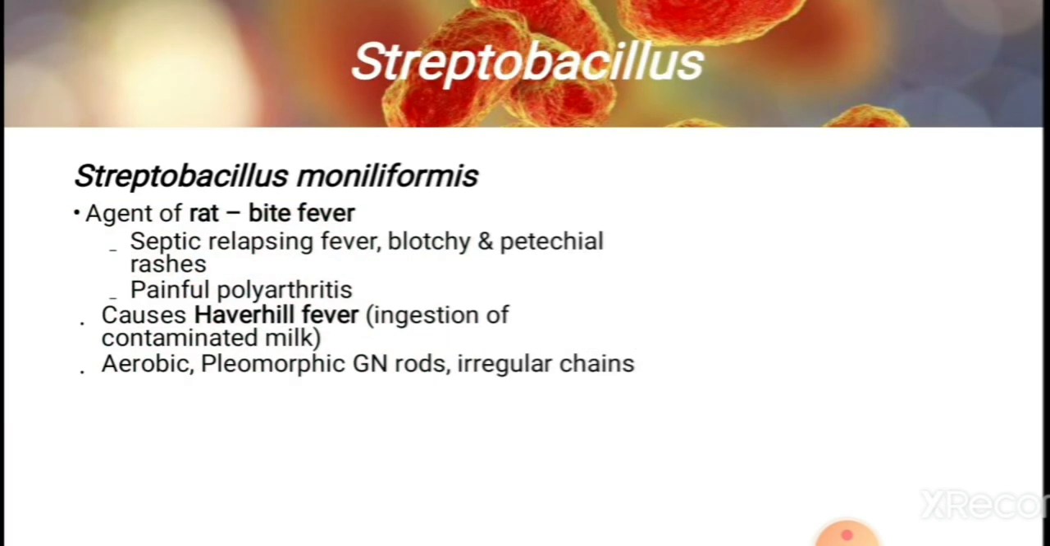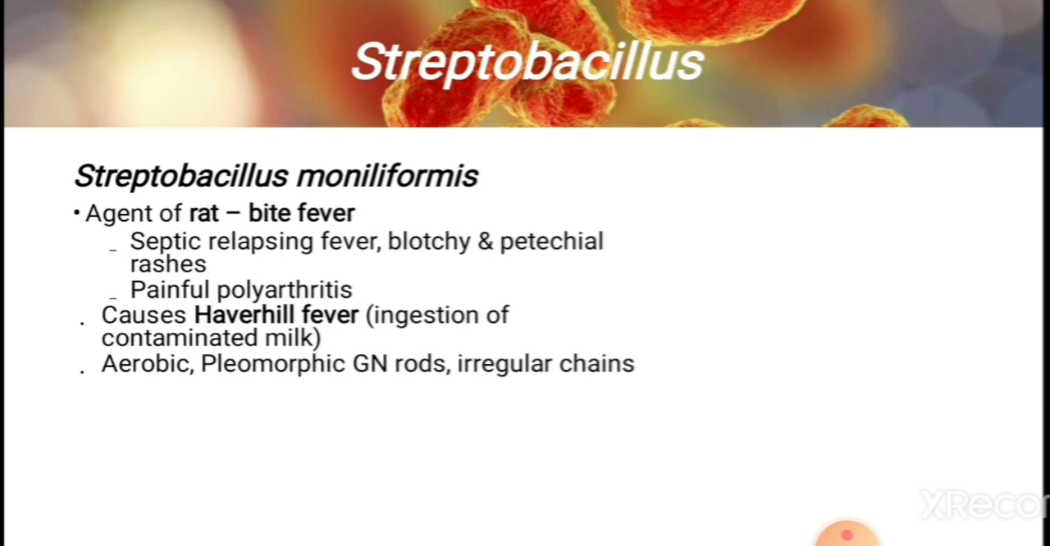The next organism that we have is our Streptobacillus. The most common isolate is Streptobacillus moniliformis, and it is the agent of rat bite fever. You will have a septic relapsing fever, blotchy and petechial rashes, and also painful polyarthritis. Streptobacillus moniliformis also causes Haverhill fever, which you can get if you ingest contaminated milk.